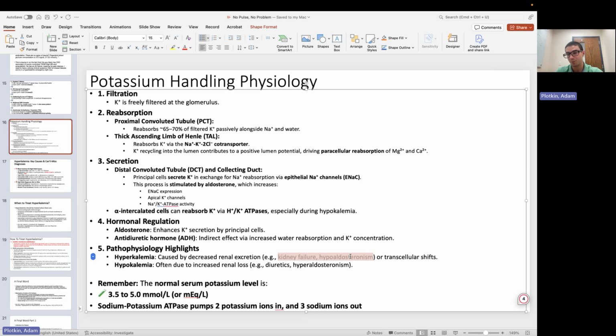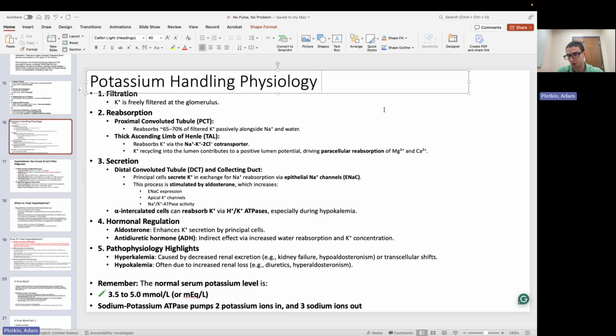So if there's low aldosterone, the potassium is going to be high, or there are transcellular shifts that are shifting potassium out of cells, out into the extracellular space. In hypokalemia, it's often due to increased renal loss, so things like diuretics and hyperaldosteronism. And just a reminder, the normal potassium level is usually about 3.5 to 5. The sodium potassium ATPase pumps 2 potassium ions in and 3 sodiums out. So potassium is really high in the intracellular space, pretty low in the extracellular space.